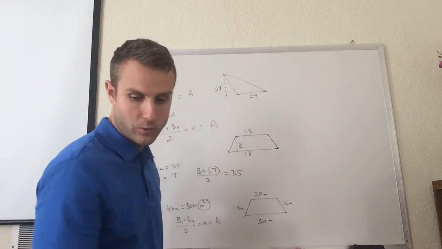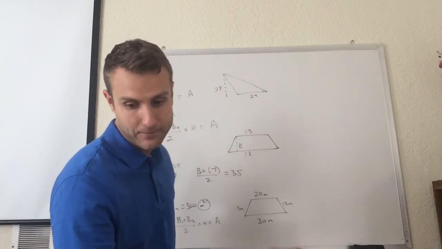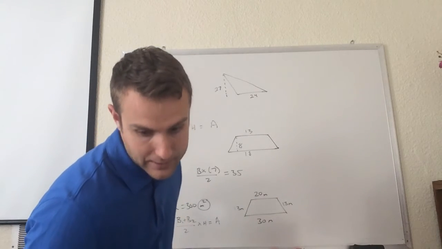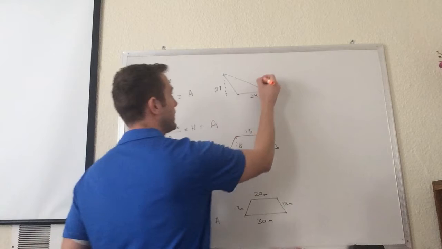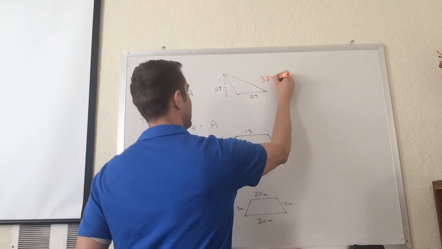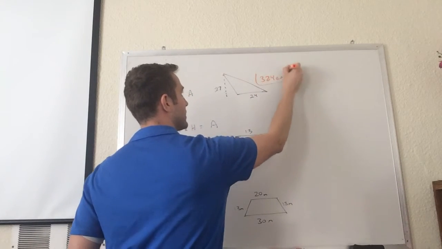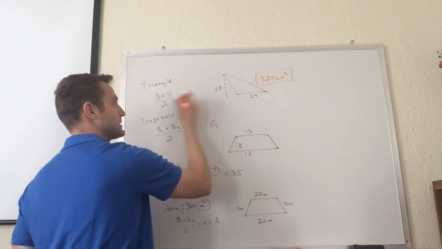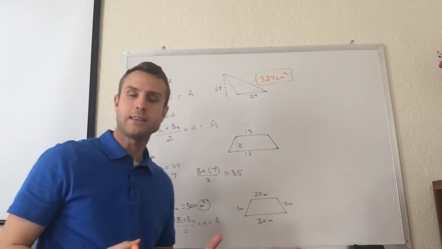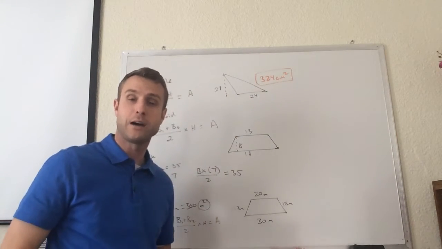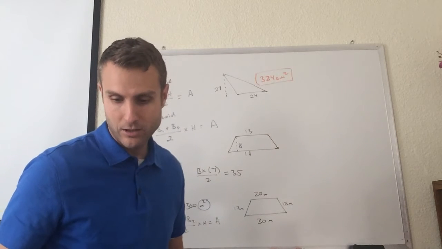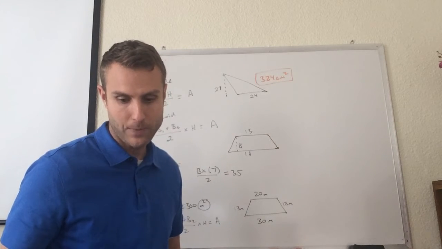So in this case, I would do 24 times 27, divided by 2, which would be 324. And this is centimeters squared. So base times height divided by 2. It's just like the formula for the rectangle, but you have to divide by 2 at the end. That's all you have to do for a triangle.